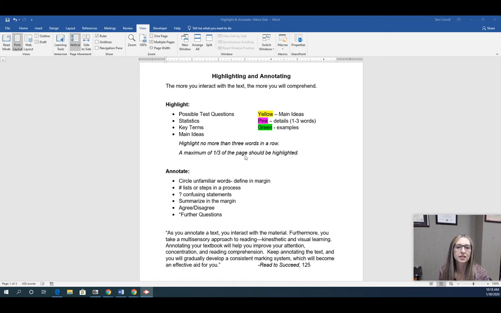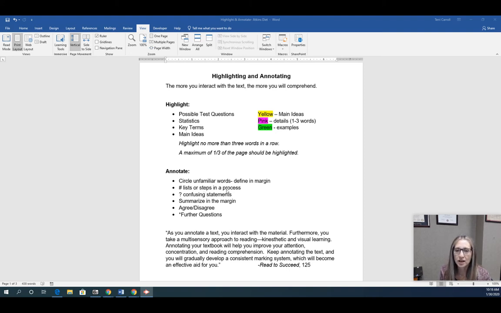So after you highlight a text, let's look at some ways that we can annotate, make notes about the information. A couple of things you can do. You can take your pencil and circle unfamiliar words and then write the definition in the margin. I have a book I'm currently reading right now, and it's a technical book, and so there are some terms in there that I don't know. And so when I'm reading, I'll circle a word, and then I go to the dictionary and I look up the word and I write the definition in the margin. So circle unfamiliar words.